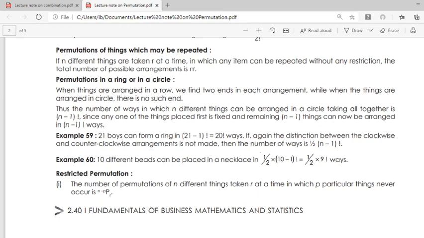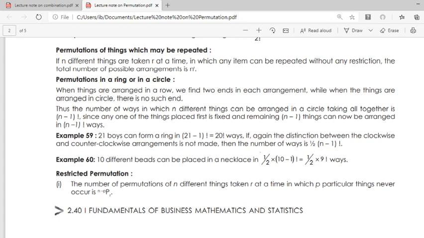Now, permutation in a circle or in a ring. When things are arranged in a row, we find two edges in each arrangement, while when things are arranged in a circle, there is no such edge. When you arrange things in a row, we find two edges in each arrangement, but in a circle, there's no such edge.